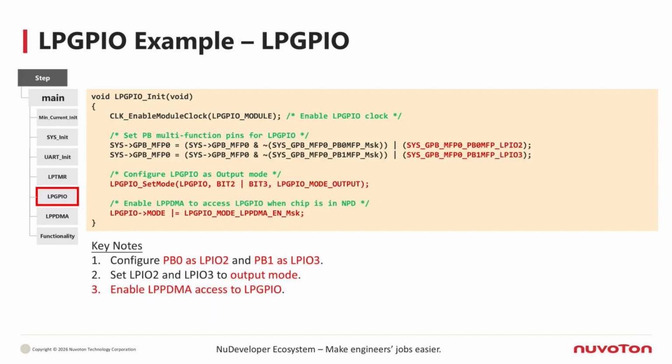Next, let's look at the LED pin configuration. We set both the green and red LED pins as outputs for the low-power GPIO, and make sure they are mapped to the correct pins. One important point to remember is to enable the setting that allows the low-power PDMA to access the low-power GPIO. This ensures that the data can be automatically controlled and output by the hardware later on.